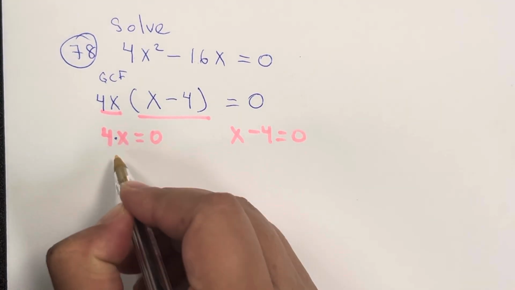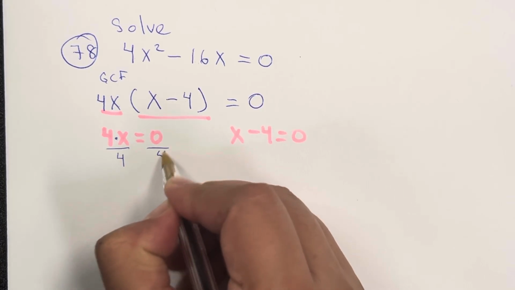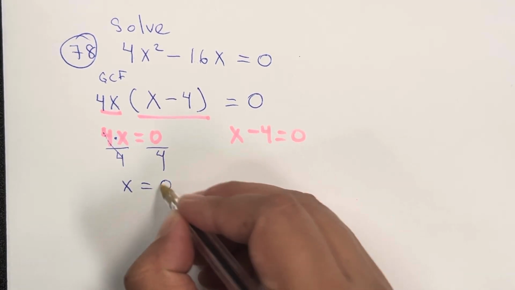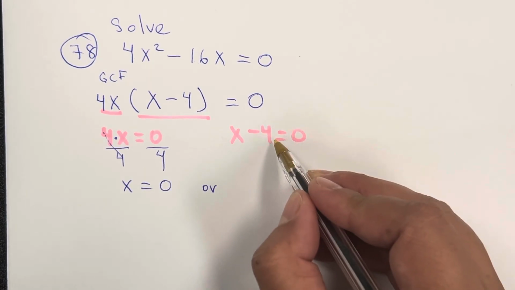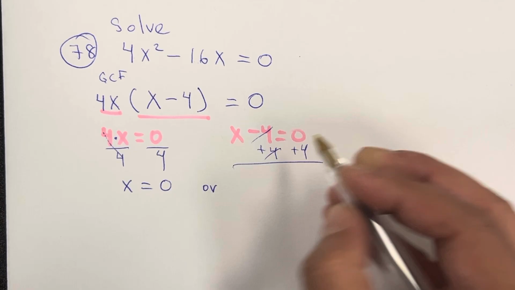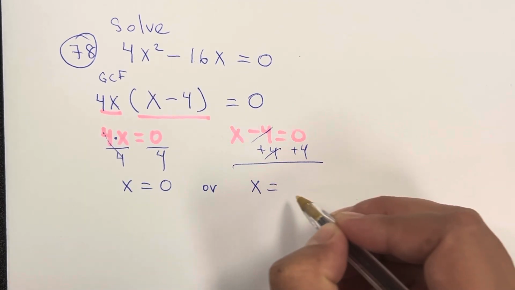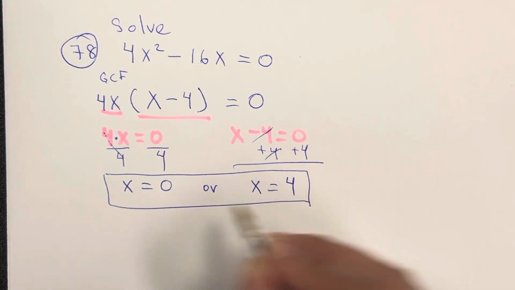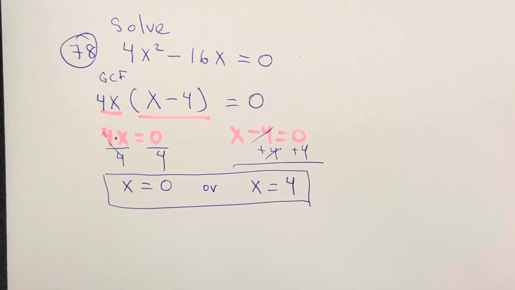Since here is multiplication, the opposite of multiplication is division. And so x is equal to 0 divided by 4, which is 0. Or if we're subtracting, the opposite of subtraction is addition. This cancels and x equals 0 plus 4, which is 4. So the two possibilities are x equals 0 or x equals 4.